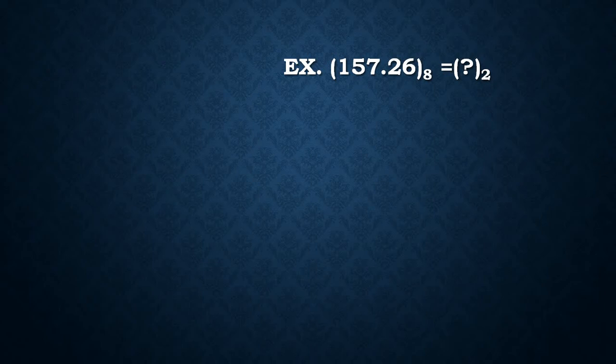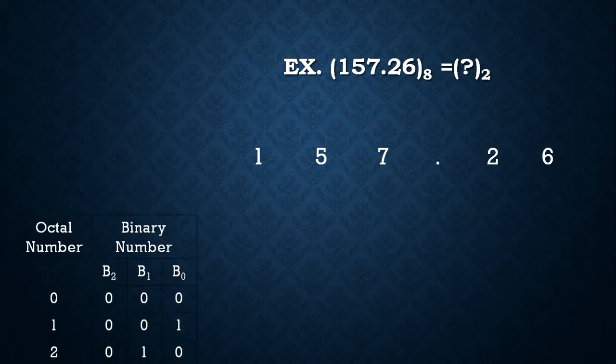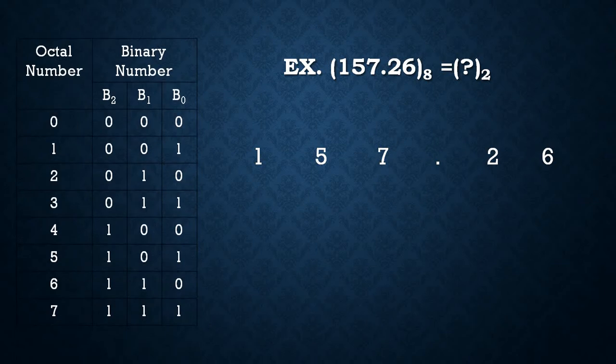We take the number as 157.26 to the base 8. We have to convert this number into binary. We use the same procedure. First we have to write the separate digits of the octal number, 157.26. Now again we have to observe the table.